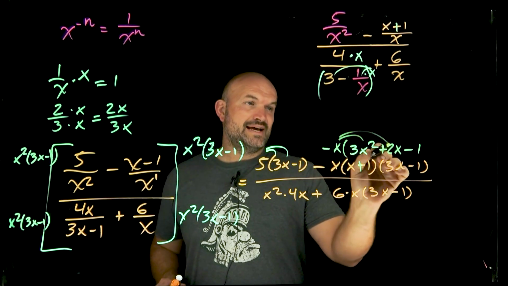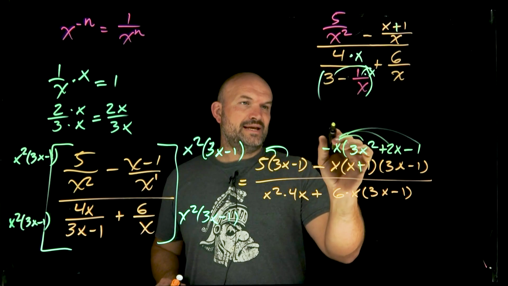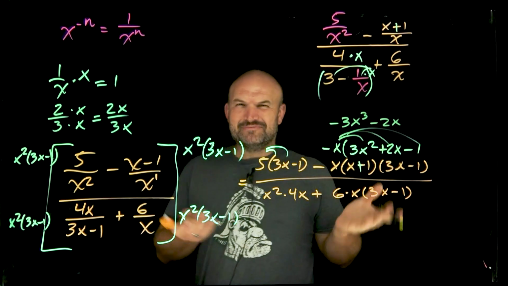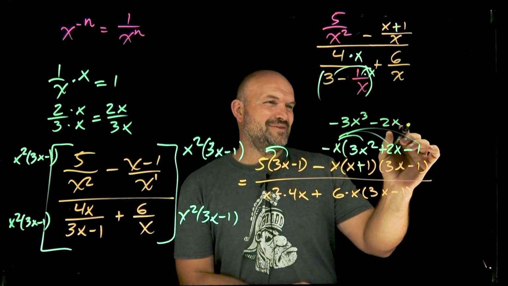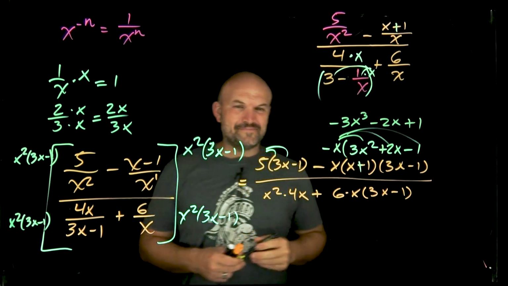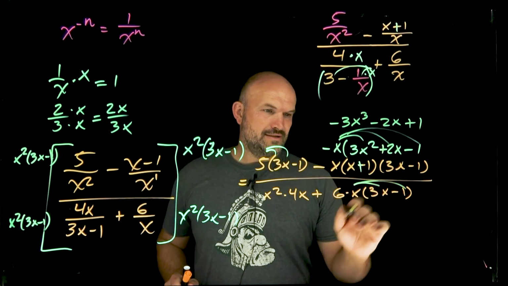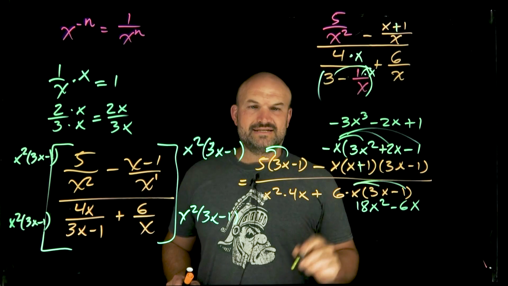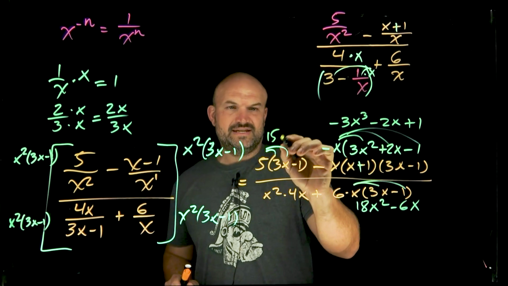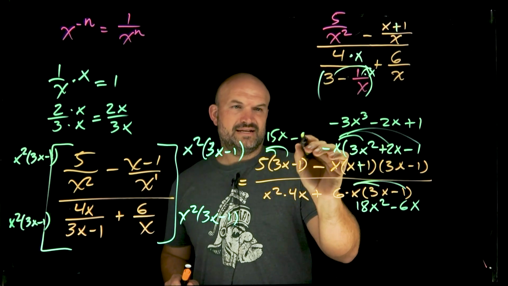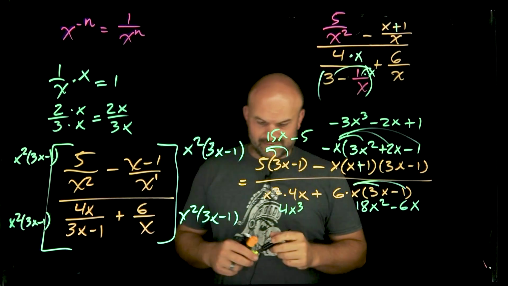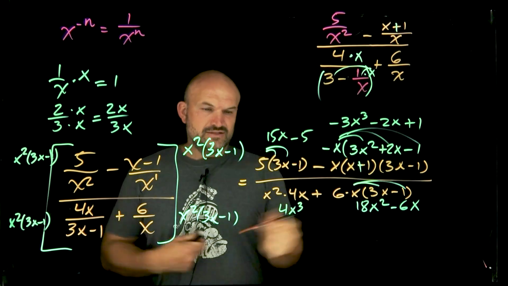So we're going to have to distribute that again. So this will give me a negative 3x cubed. Let's see, minus a 2x. I'm kind of doing my work upwards, so it's just kind of weird. I don't think I remember ever doing that before like that. And then over here, I can distribute that, and that will give me a 18x squared minus a 6x. And then this will be a 15x minus 5. And this would give me a 4x cubed.